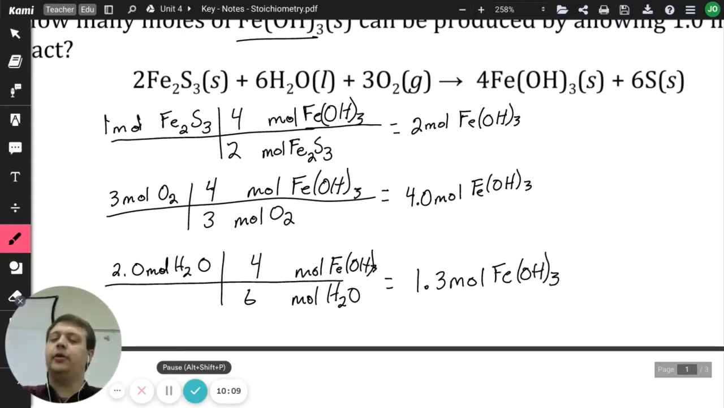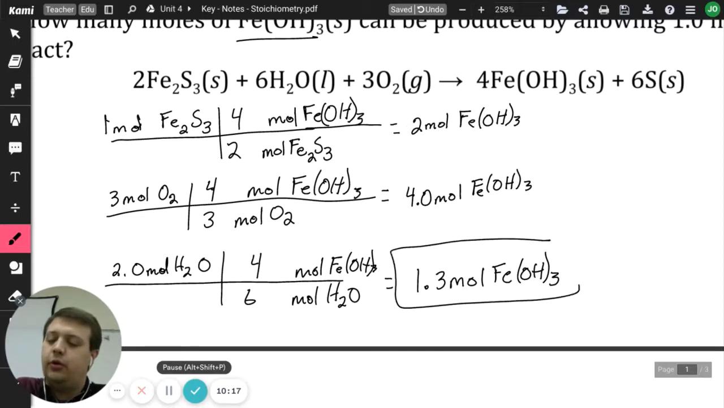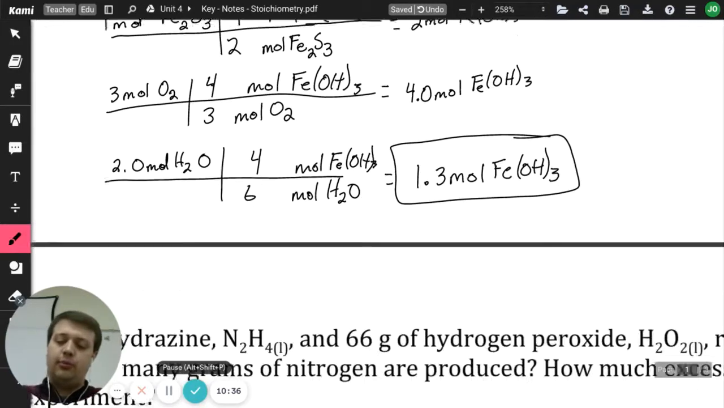So then what would be the most amount of product? How many moles of Fe(OH)3 can I produce? 1.3 moles. Why? Because at that point, I'm going to run out of something. Okay, and so 1.3 moles of Fe(OH)3 would be the total amount that I could produce, and my limiting reactant would be H2O. Okay? All right, moving on.